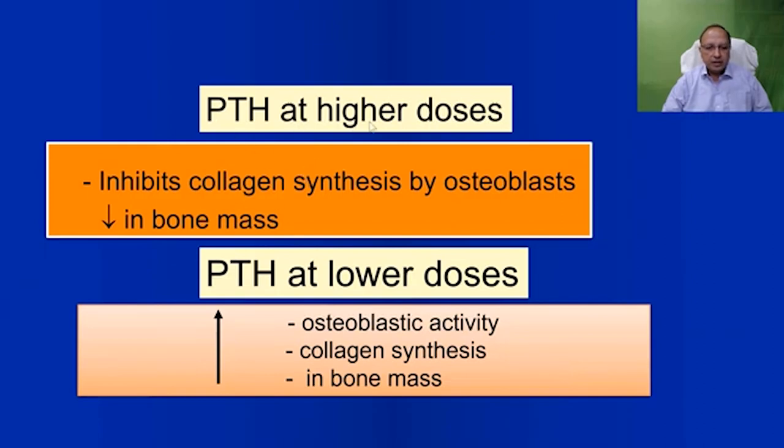When the parathormone level is present at higher doses, it inhibits collagen synthesis by the osteoblasts and therefore leads to a decrease in bone mass. But when the parathormone level is present at lower, optimal doses, it not only causes an increase in osteoclastic activity, but also an increase in osteoblastic activity and collagen synthesis, and therefore an increase in bone mass.